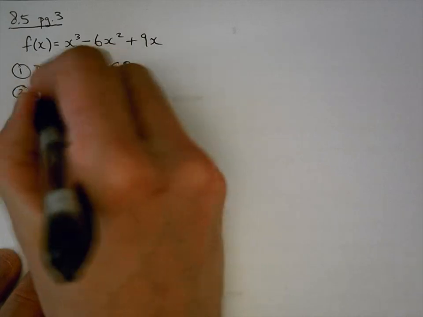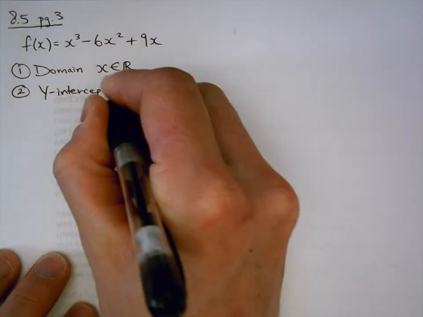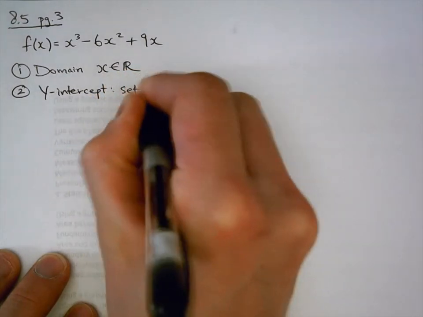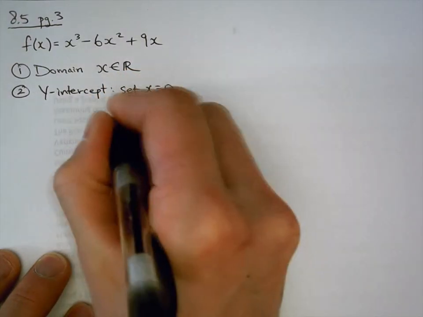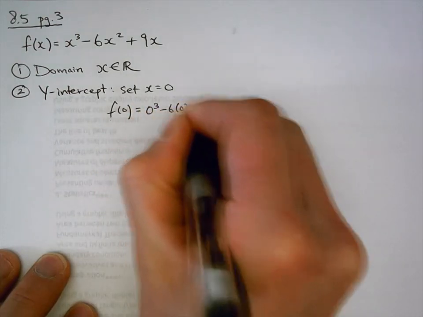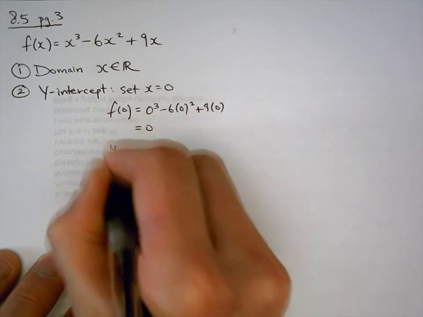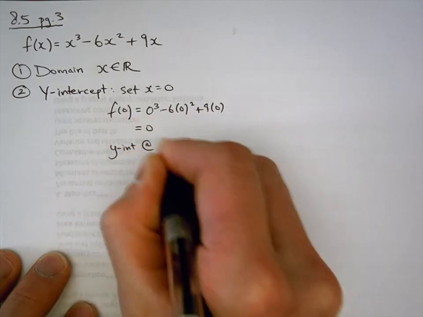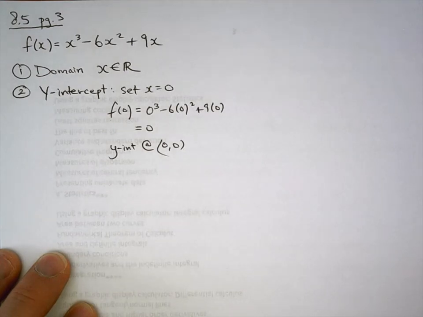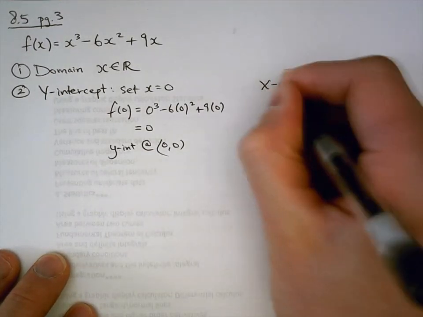The next thing I need are the intercepts. Well, the y-intercept, if you remember, I set x is equal to 0. So that means I have f at 0 is equal to 0 cubed minus 6 times 0 squared plus 9 times 0. So that is 0. Well, that's easy. So we know we have a y-intercept at 0, 0. So far, I'm really enjoying this curve sketching problem.